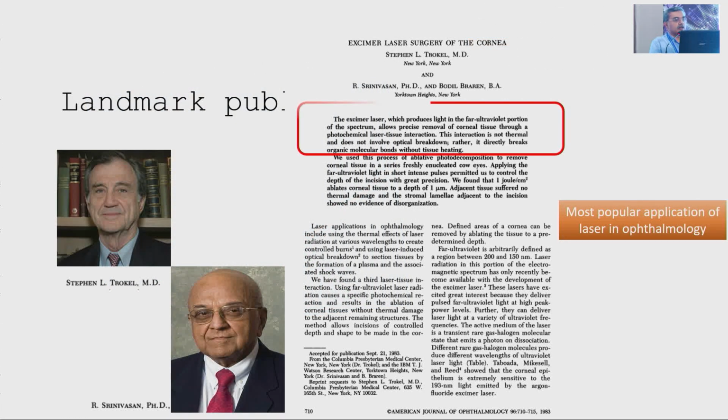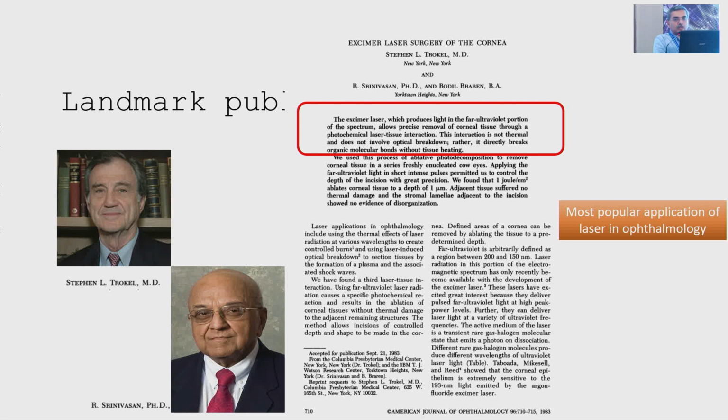As far as my talk is concerned, it's about the application of laser surgery in cornea and refractive surgery. This is the landmark paper, the excimer laser surgery of the cornea, published in 1983, spearheaded by Dr. Trokel, who is an ophthalmologist, and Dr. Srinivasan, an IBM engineer, who happens to be an Indian as well.